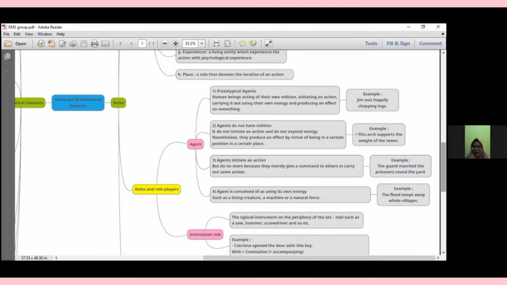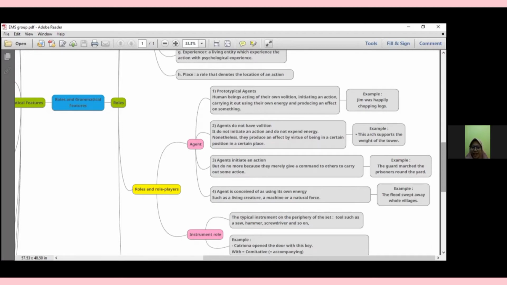First, we have prototypical agents. In prototypical agents, human beings act of their own volition, initiating an action, carrying it out using their own energy and producing an effect on something. The example is Jim was happily chopping logs. The second, agents do not have volition. They do not initiate an action and do not expend energy. Nonetheless, they produce an effect by virtue of being in a certain position in a certain place. The example is this arch supports the weight of the tower.